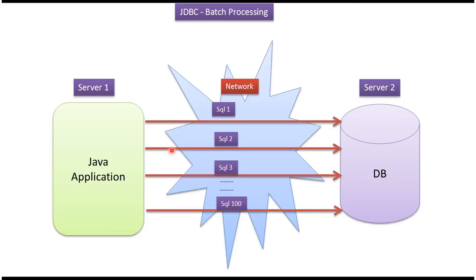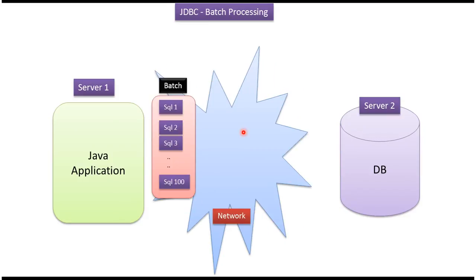Suppose you want to execute 100 queries, then 100 times we have to send SQL from the Java application to the database server via the network. So this adds a communication overhead and reduces performance. To improve the performance and reduce the communication overhead, we can use JDBC batch processing. We will see that next.